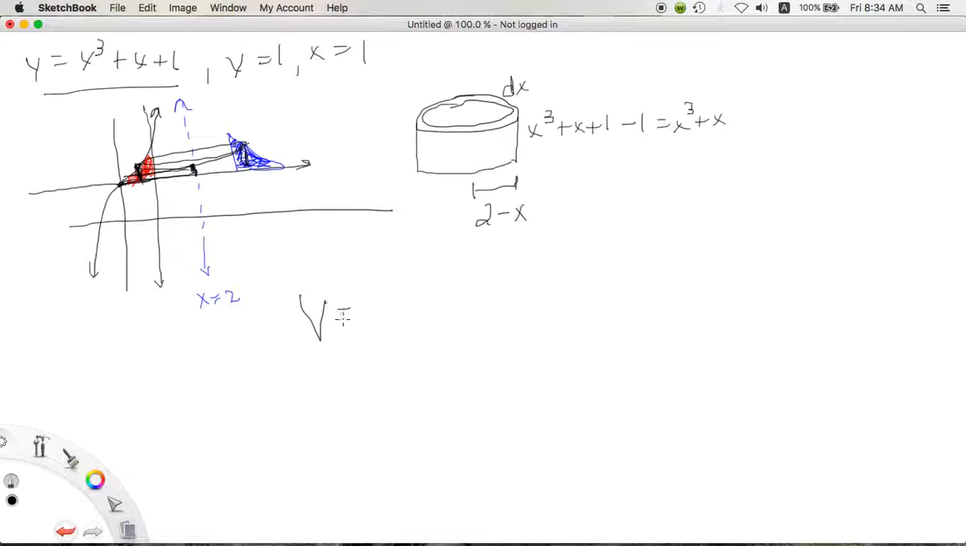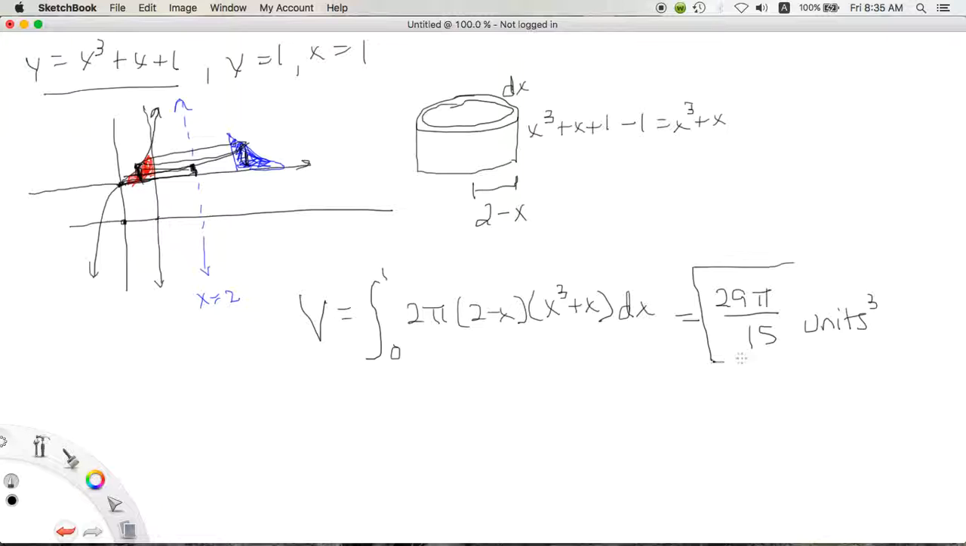So our volume, then, we're integrating, well, this is at 0 and it goes to 1, so we're integrating from 0 to 1 of 2 pi r h dx, and you can integrate this all out and calculate it, and you get 29 pi over 15 units cubed. Make sure you actually take the time to integrate that out and check it. And yes, it really is important that you try to get exact values. I know you guys love to plug them in your calculator and get a decimal approximation, but you really do need to be able to give exact values as well.